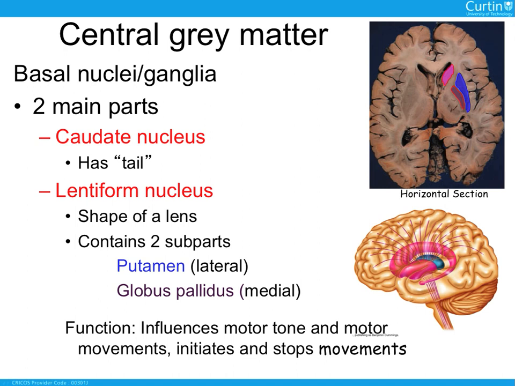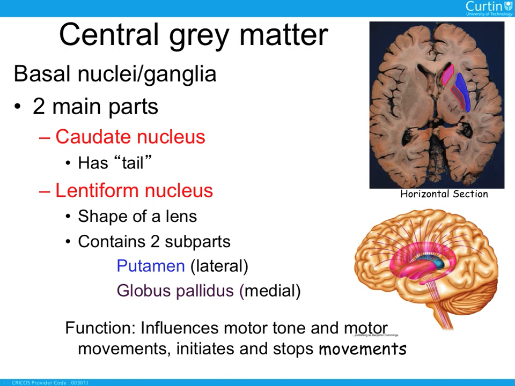Now the basal ganglia are going to be responsible for controlling motor tone, coordination of motor movements, and it initiates and stops movements. Now if you think about problems with this particular area of grey matter, the basal ganglia, if you think about diseases that affect it, like Huntington's disease, Parkinson's disease, hemiballism, and if you're not familiar with these, then I'm sure you will be over the course of your degree. If you think about these diseases, these are all problems with motor tone, motor movements, and initiating and stopping movements.